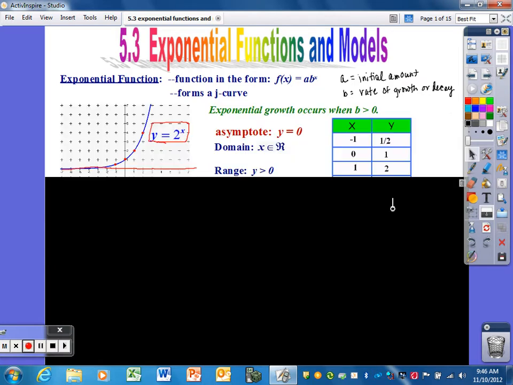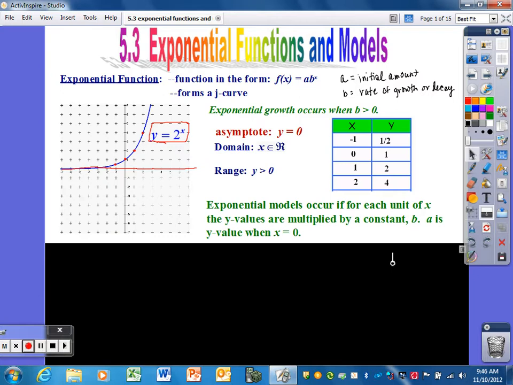So I have one here, y equals 2 to the x, where a is 1, b is 2, and the exponent is x. This shows exponential growth since the rate of growth is greater than 0. It's 2. So in this case, our function is doubling. In exponential growth, there's always an asymptote of y equals 0, which is right here. So the curve will never hit that asymptote.